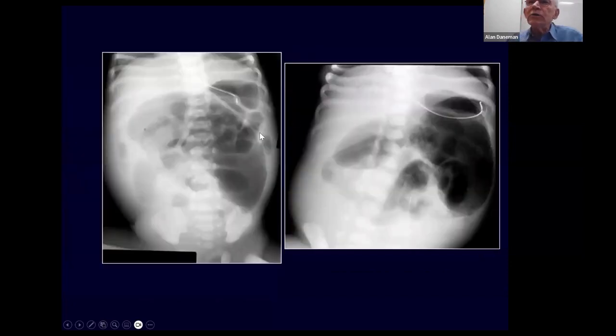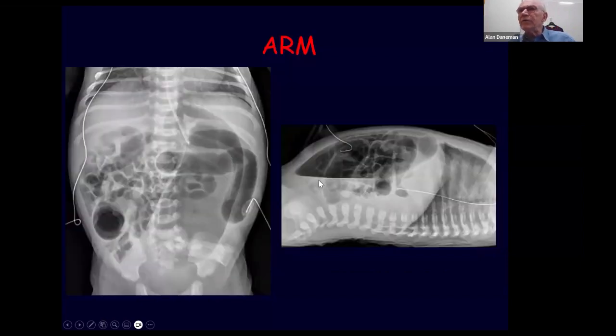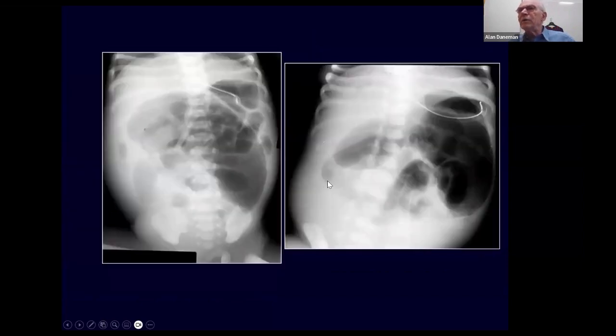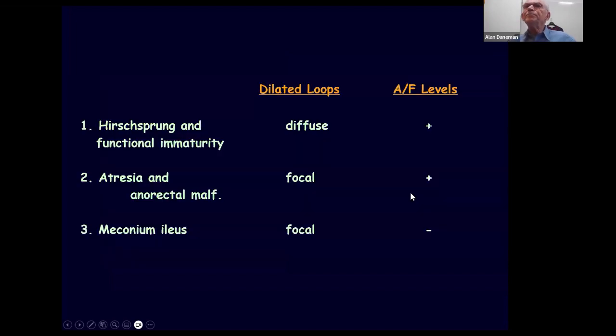In the last one I'll show you, you see diffuse distension. We've lost the polygon pattern, and there's one loop over here that does not have very nice, sharp air fluid levels. So it's a little different to this one where there's a very well-defined air fluid level. This one doesn't have that.